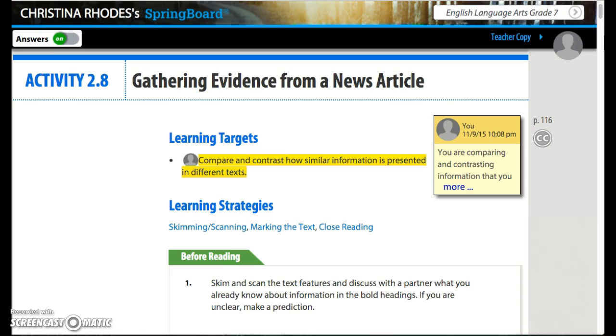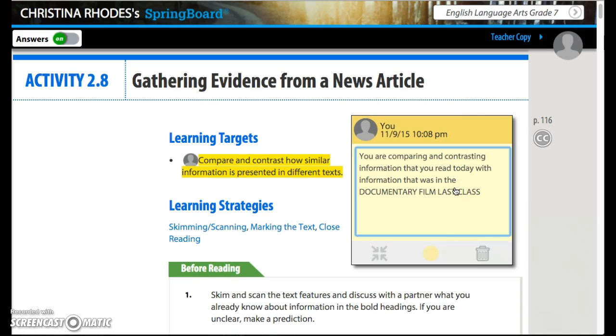Welcome to activity 2.8. We are on page 116. You can see that we have one learning target today. Our learning target says compare and contrast how similar information is presented in different texts. You're going to be comparing and contrasting information that you read today and information that was in the documentary film last class. So you're comparing, you're telling me what's the same, you're contrasting what is different.